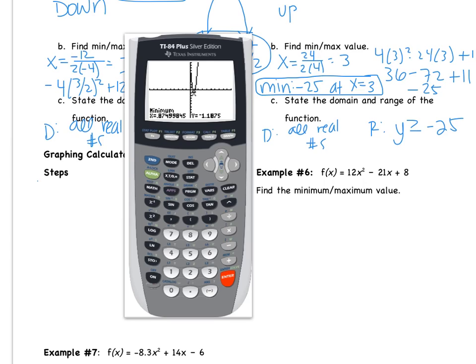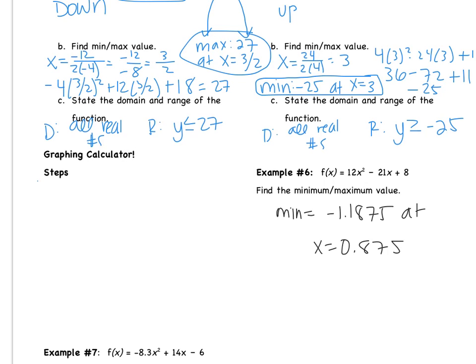So you should find that your minimum is negative 1.1875 at x equals 0.875. And that's your answer. Now, if I went through that too quickly, please make sure that you go back and you redo that. What I want to do right now is make sure that we have those steps down.